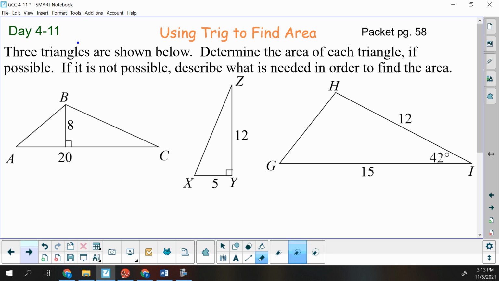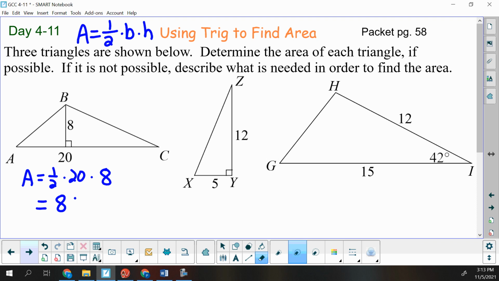Area of a triangle, which you should have seen in middle school at some point, is 1/2 base times height. If you're using that formula, the base and the height have to form a right angle with one another. They have to be perpendicular to each other. So in this first triangle, we can do 1/2 times the base of 20 times the height of 8. Half of 20 is 10, and 10 times 8 is 80, so we would get 80. They didn't give us units, but we've got an area, so we would want to say units squared.